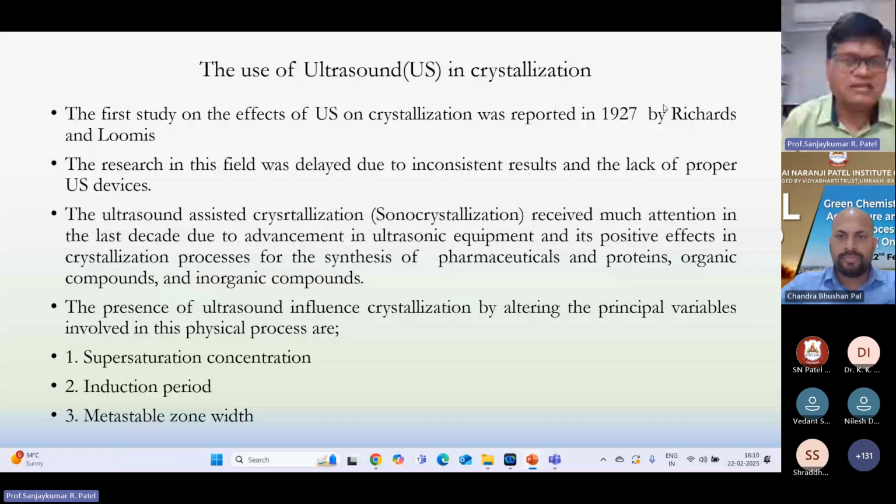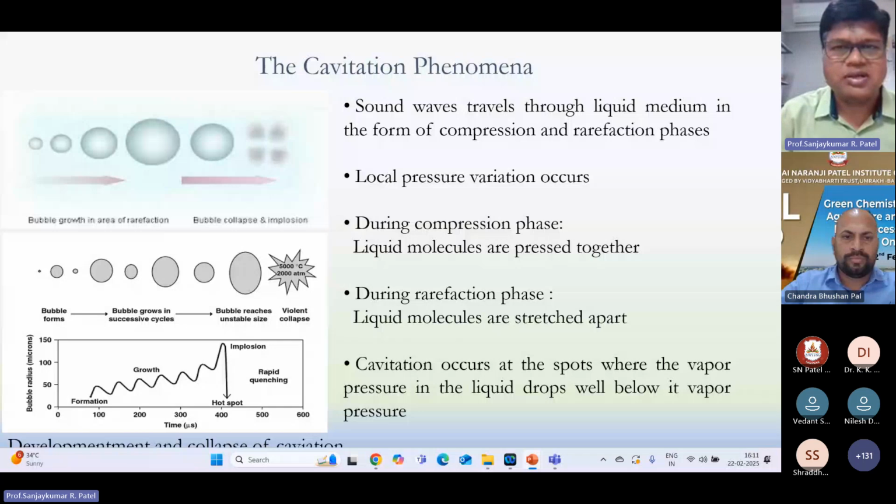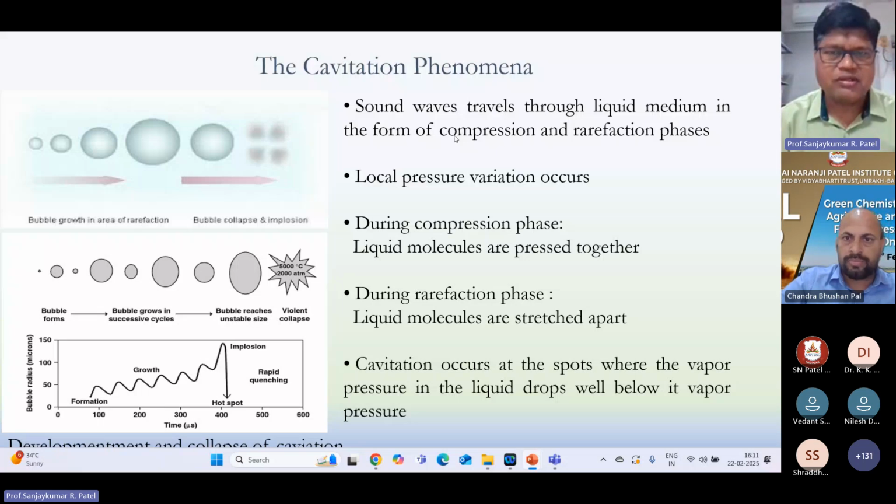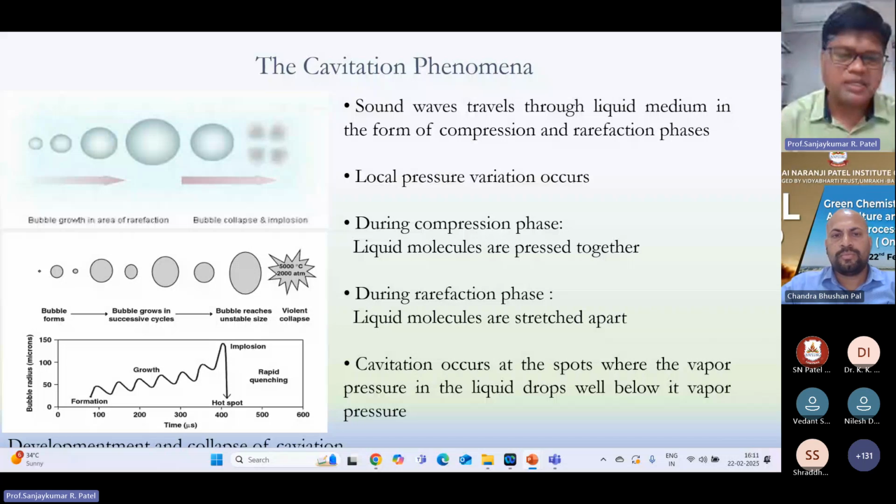So what exactly happens if the sound waves generated by the device pass through a liquid medium? The medium consists of a lot of molecules, correct? The molecules themselves will experience some compression and expansion, and this compression and expansion will happen over the sound waves, which are in a sine wave form.